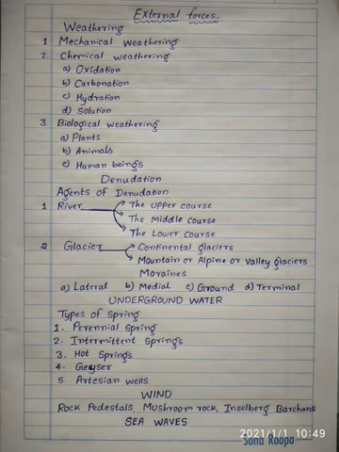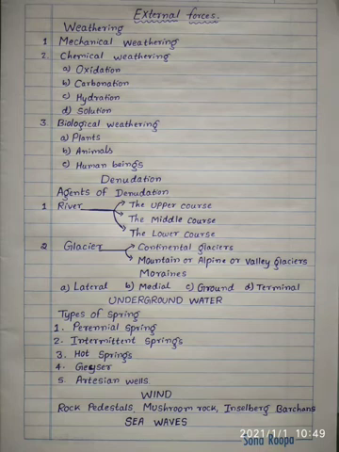Now chemical weathering. Whenever the rainwater mixes with different kinds of chemicals and acts on the rock, the rocks are going to disintegrate. It is called chemical weathering. In a proper sentence, chemical weathering means the action of substances dissolved in rainwater. This dissolved rainwater has four types: oxidation, carbonation, hydration, and solution.